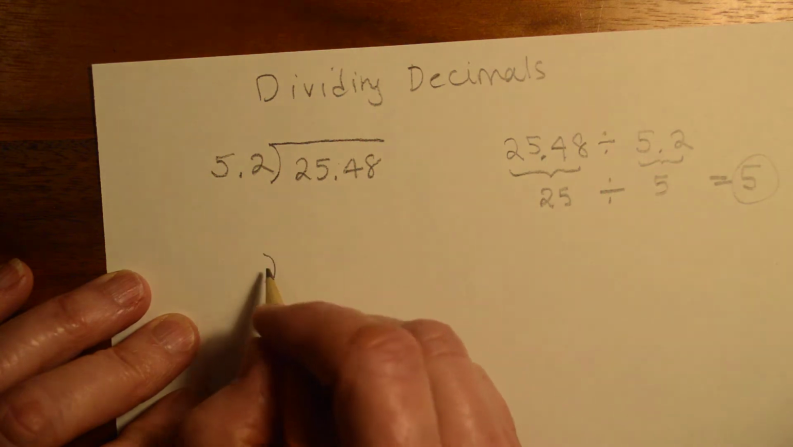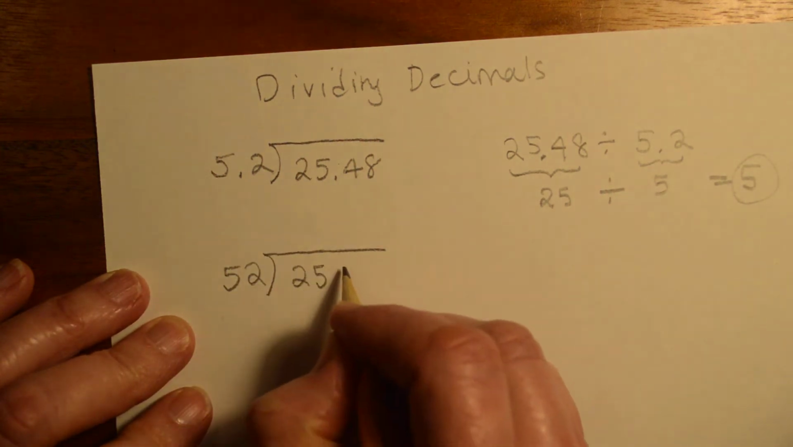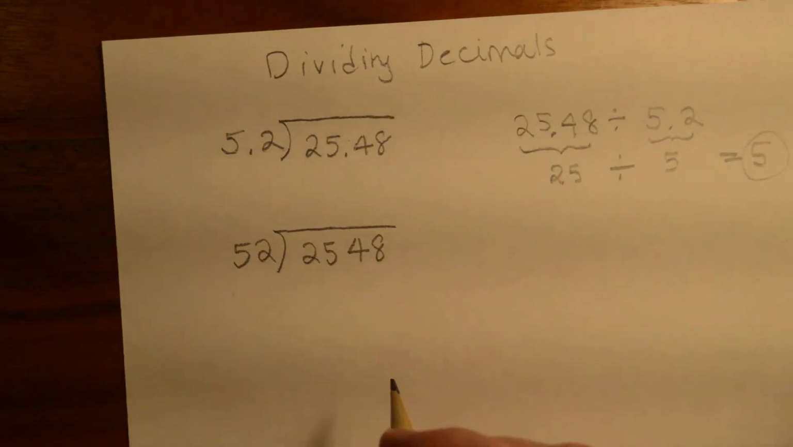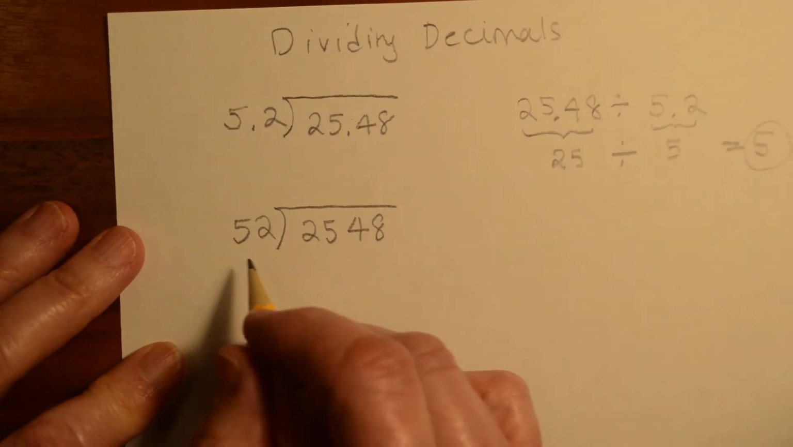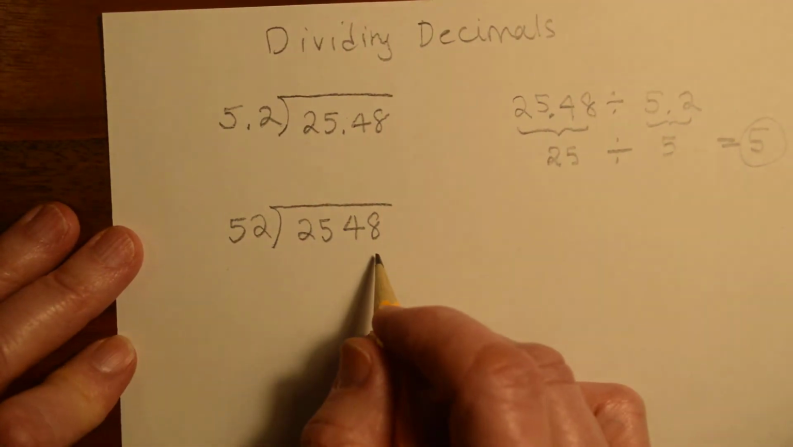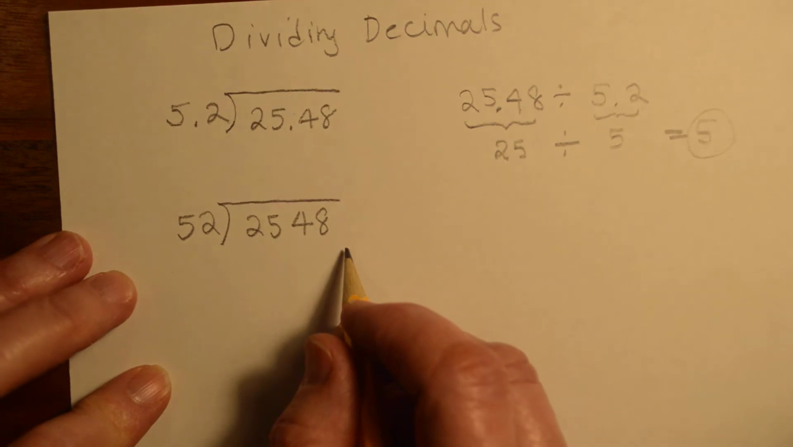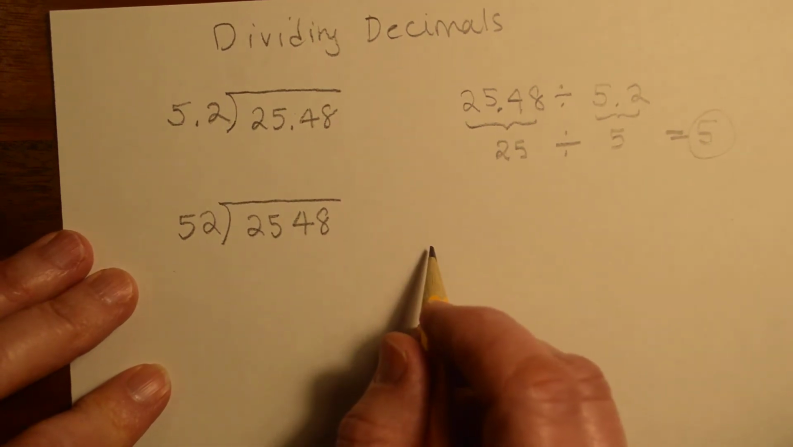Now I'm going to redo the problem, but I'm going to do it as 52 divided by 2,548. I just don't even want to pay attention to the decimal for right now. Again, when you do this next year, you will talk about other strategies for doing this. But for right now, we're just going to estimate what the answer is, divide like normal, like there were no decimals, and then we'll place the decimal in the spot that seems to make the most sense.